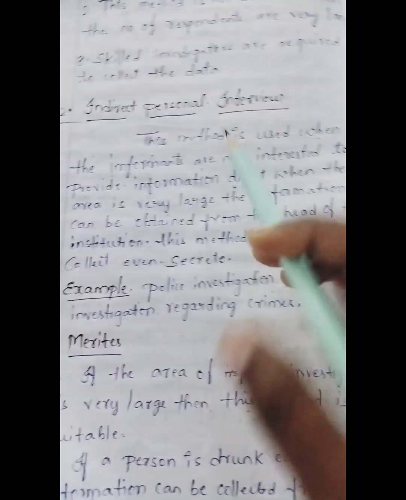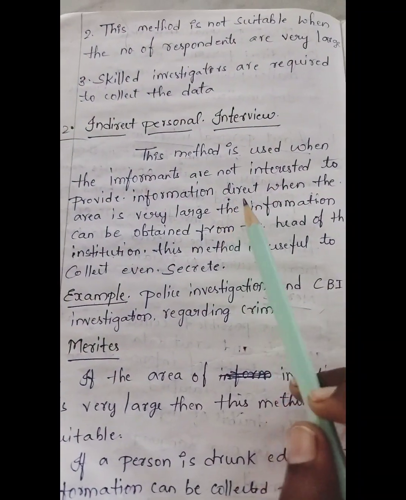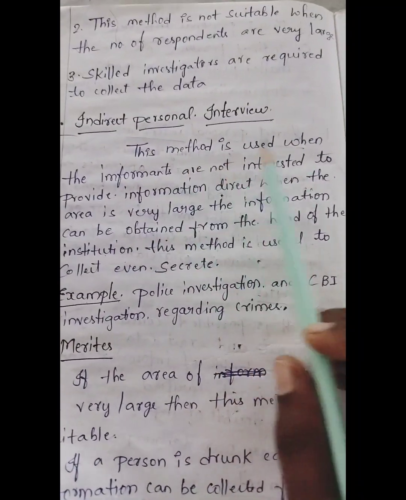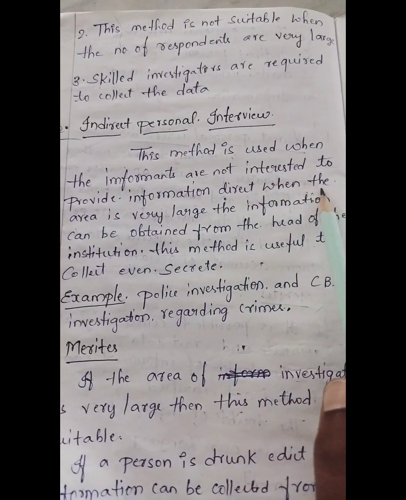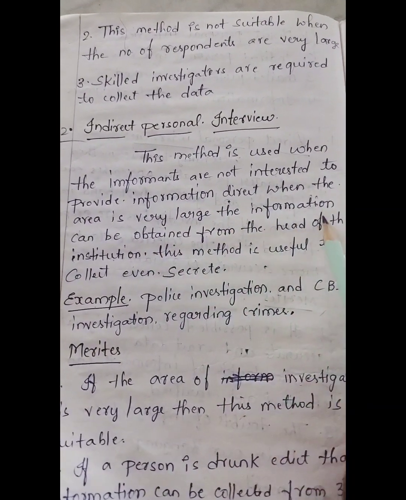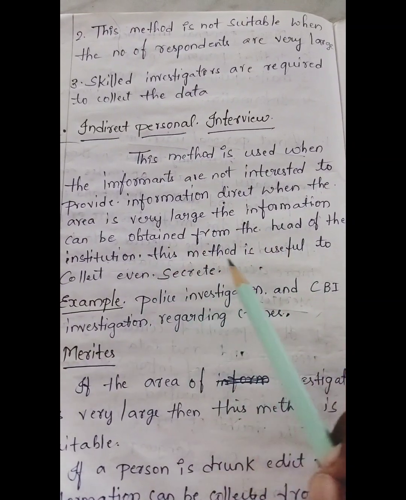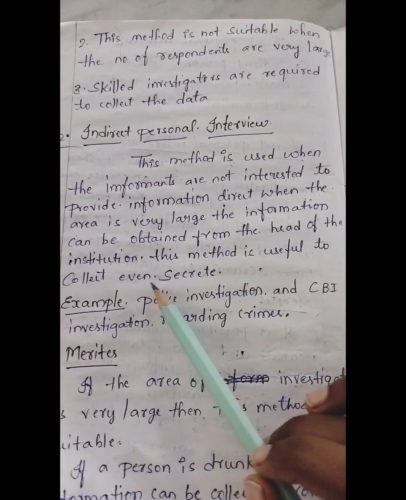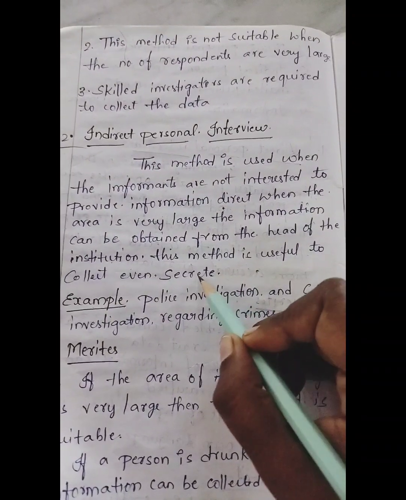Second one, indirect personal interview. Let us see the definition first. This method is used when the informants are not interested to provide information directly. When the area is very large, the information can be obtained from the head of the institution. This method is useful to collect even secret information.